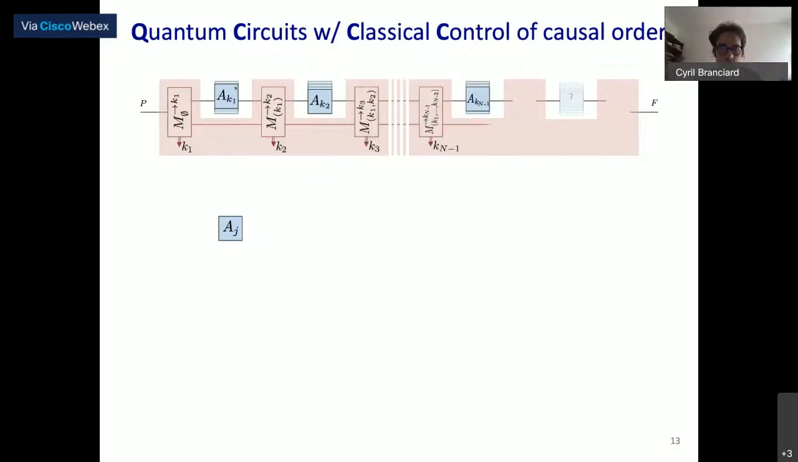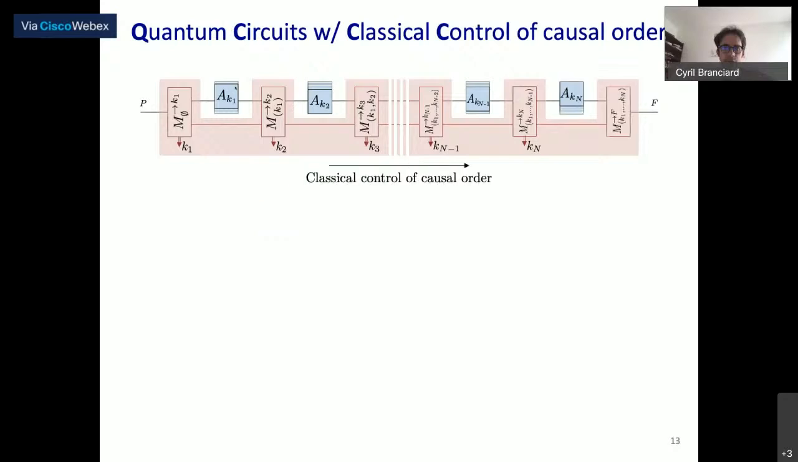And all the internal operations of the circuit tell us which of the boxes that we have at hand to plug in, and where and when. In this way, those internal operations control the causal order between these operations in a classical way, because these are well-defined classical values that are spit out by the internal operations.